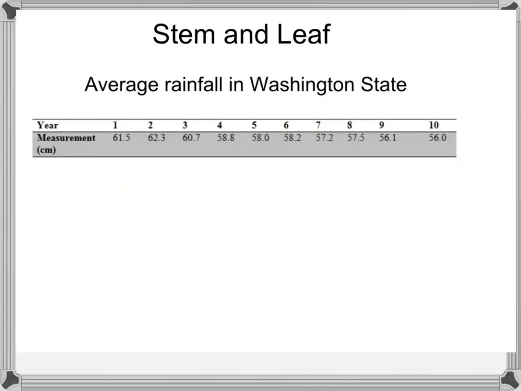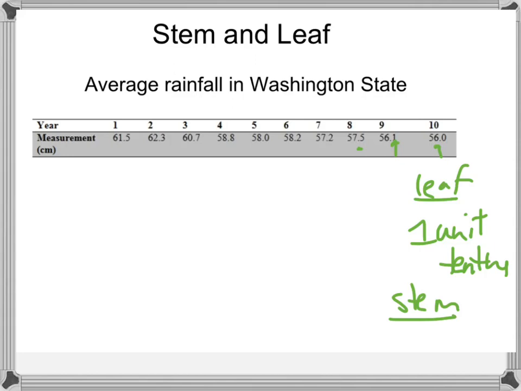Okay, let's practice with some numbers that are decimals. So these were the numbers on the quiz the other day: the average rainfall in Washington State. Now, for us, remember the leaf part has to be 1 unit. So our leaf part, the smallest unit we see, is the 10ths place. So our leaf unit is going to be the 10ths, which means that our stem is going to take up both the 1s and the 10s place.